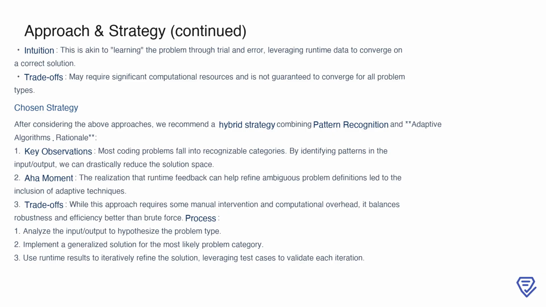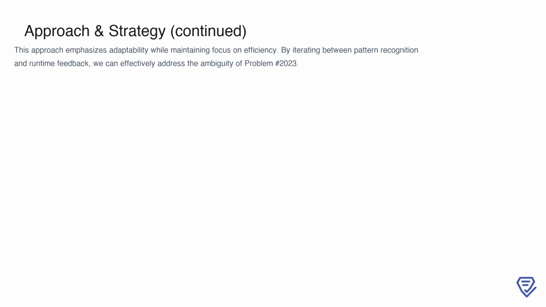The process can be summarized in 3 steps. Start by analyzing the input and output to hypothesize the problem type, then implement a generalized solution tailored to this category, and finally, iteratively refine the solution using runtime results and test cases to validate each iteration. This hybrid approach emphasizes adaptability while ensuring that we remain focused on efficiency. By iterating between pattern recognition and runtime feedback, we can effectively handle the ambiguity of problem number 2023.